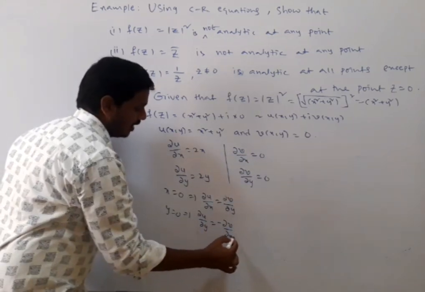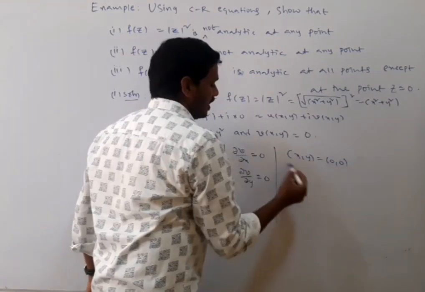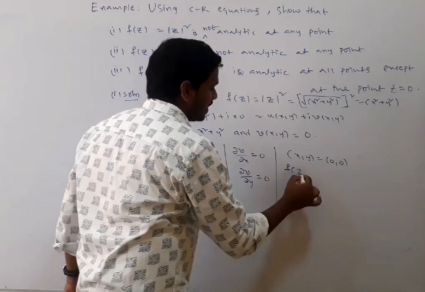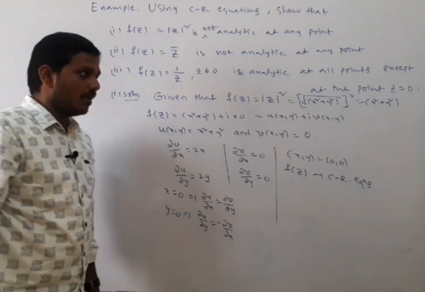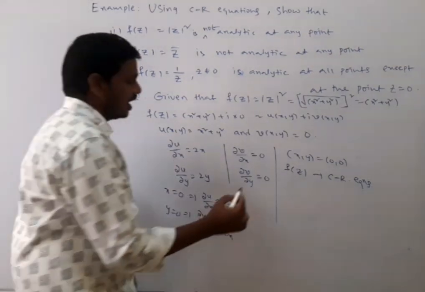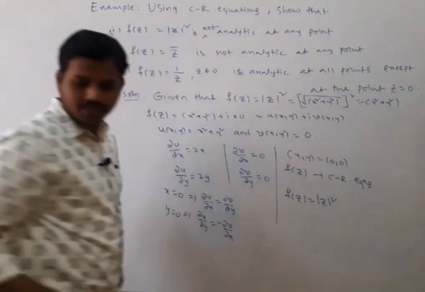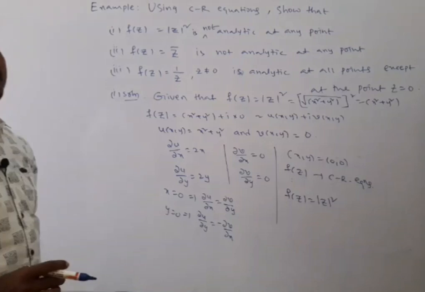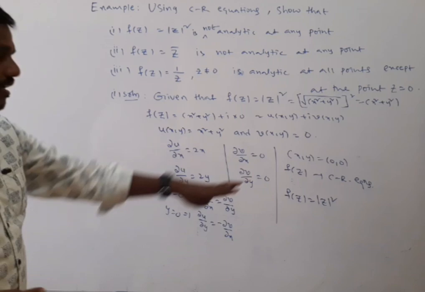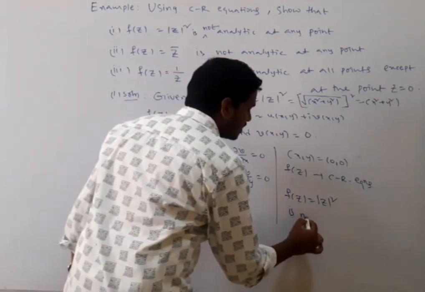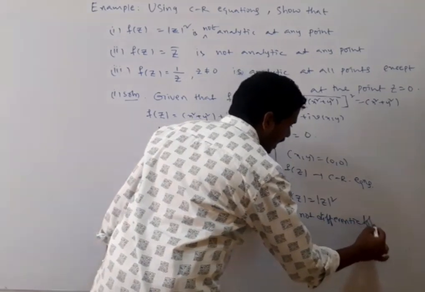At (x, y) = (0, 0), the function f(z) satisfies the CR equations. But since f(z) = |z|², it is not differentiable at z = 0. Last class I gave this problem: f(z) = |z|² is not differentiable at z = 0.